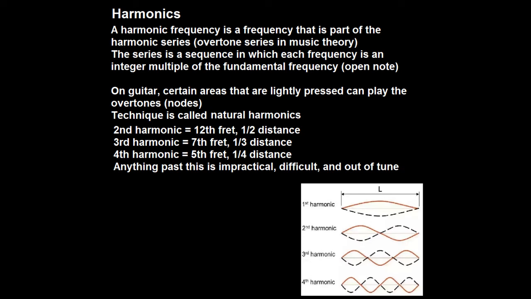On guitar, there are certain areas that can be lightly pressed that can play the overtones, and these areas are called nodes. This technique is called natural harmonics. The second harmonic is the 12th fret, the third harmonic is the 7th fret, and the fourth harmonic is the 5th fret. Anything past this is difficult and out of tune. Take a look at what this means.